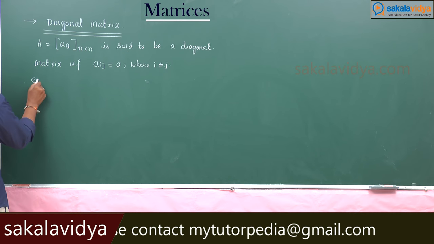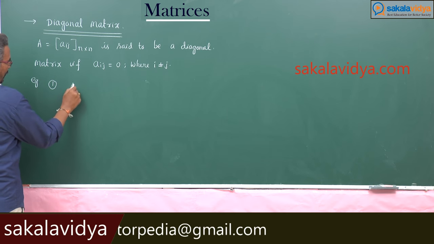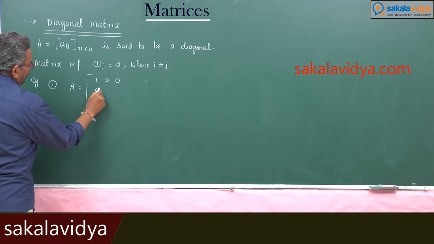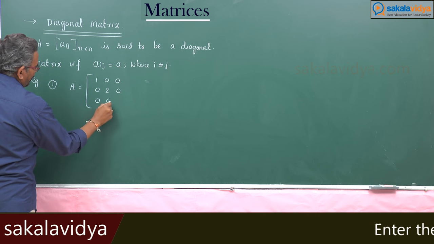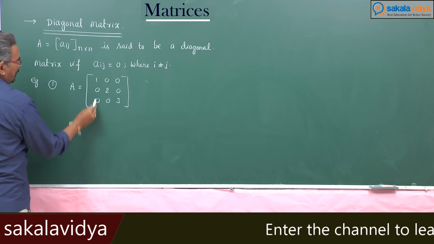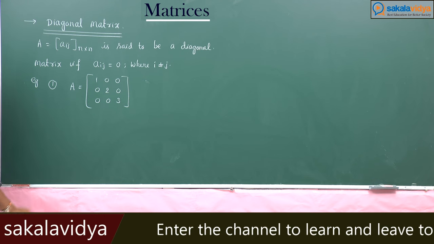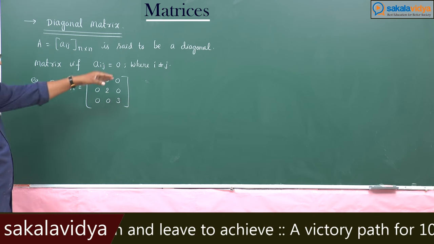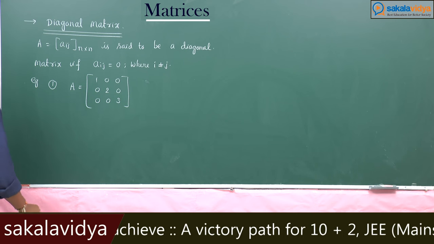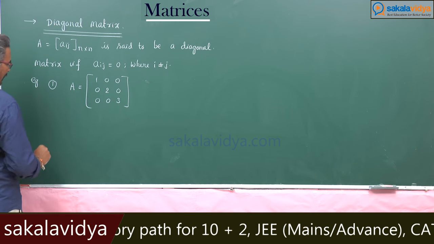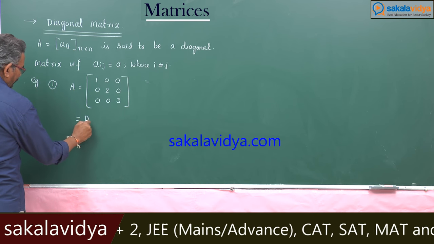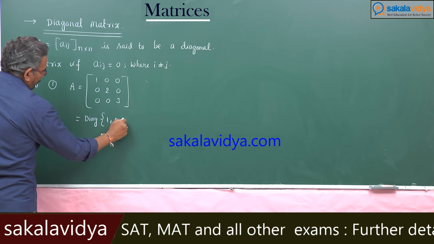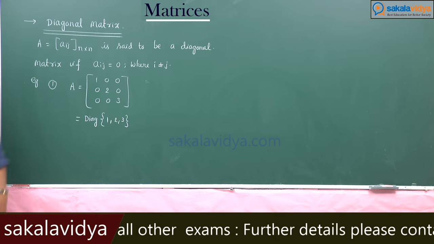So, for example, say A = [1 0 0; 0 2 0; 0 0 3]. See, only the elements in the principal diagonal are present. The rest of the elements are zeros. So then it is called a diagonal matrix. This diagonal matrix we can also write like this: Diagonal (1, 2, 3). We can write it like this also.